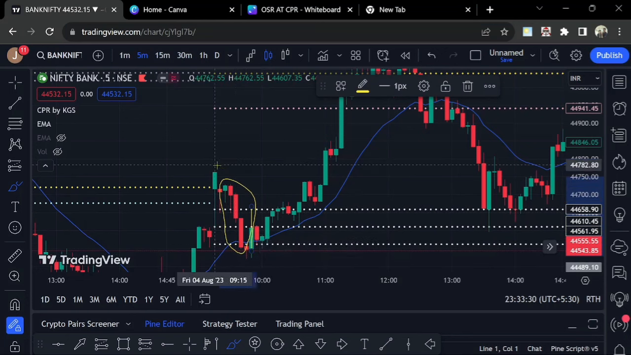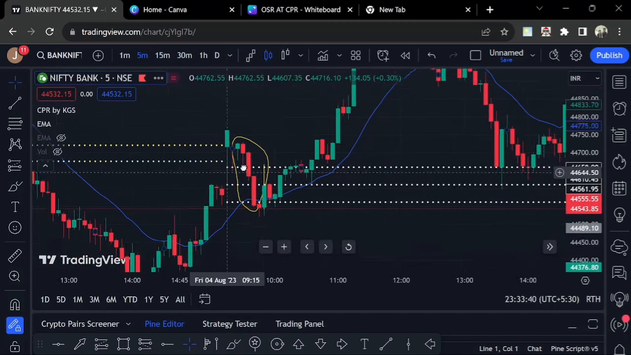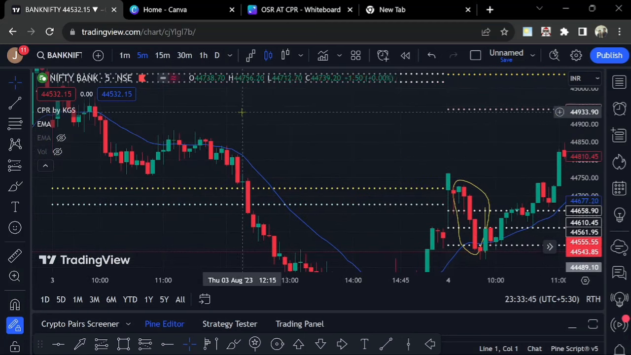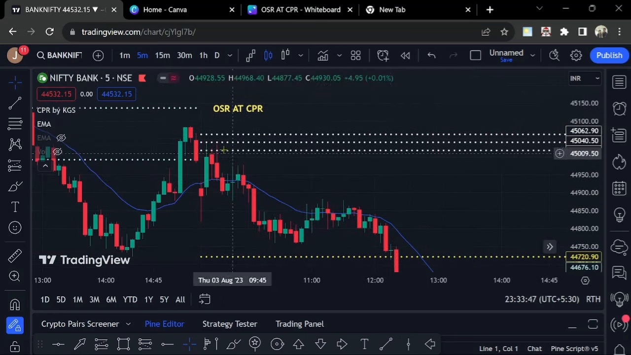When the parabolic move comes and breaks the CPR, the novice traders enter and short the market. The reason is, you see, the previous day was a beautiful trending day.